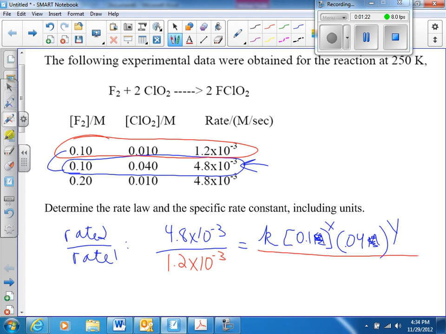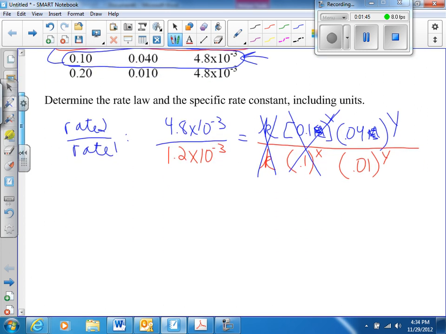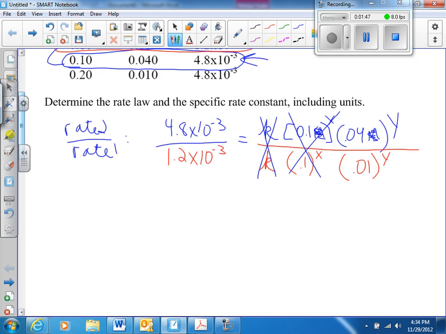Now I substitute in the values for trial 1. F is 0.1 molar to the x. Chlorine dioxide is 0.01 molar to the y. Now I check what can I cancel. And I can cancel my k's. I also can cancel 0.1 to the x. It looks the same on both. So now I start my calculation.